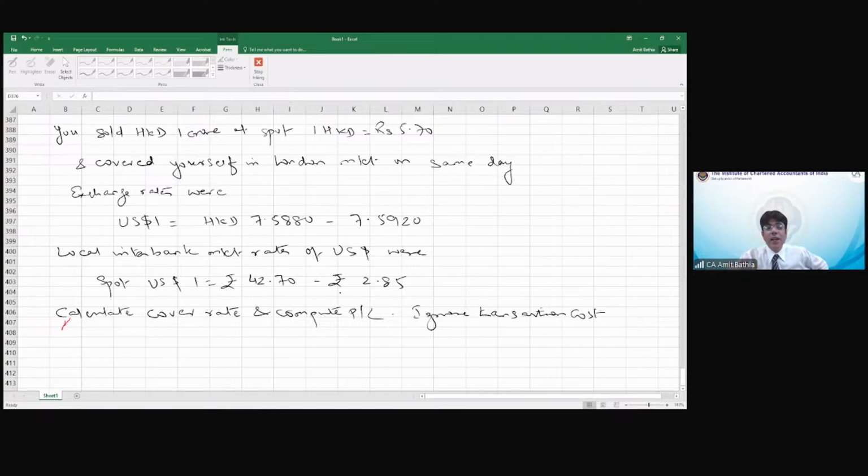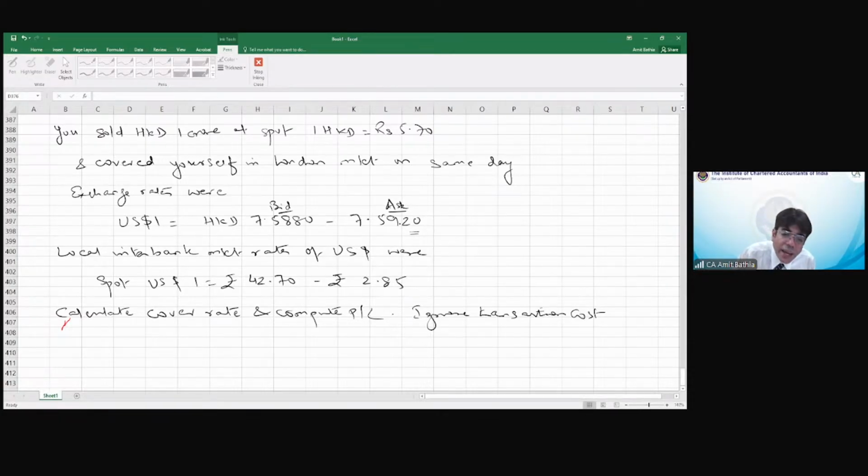If you want to buy a Hong Kong dollar, remember there is a bid price and ask price, right? This is the bid price, this is the ask price. This is the price at which the bank will buy HKD. Do you want to sell to the bank or buy from the bank? I want to buy from the bank. So the rate which becomes important for me is the ask rate over here.